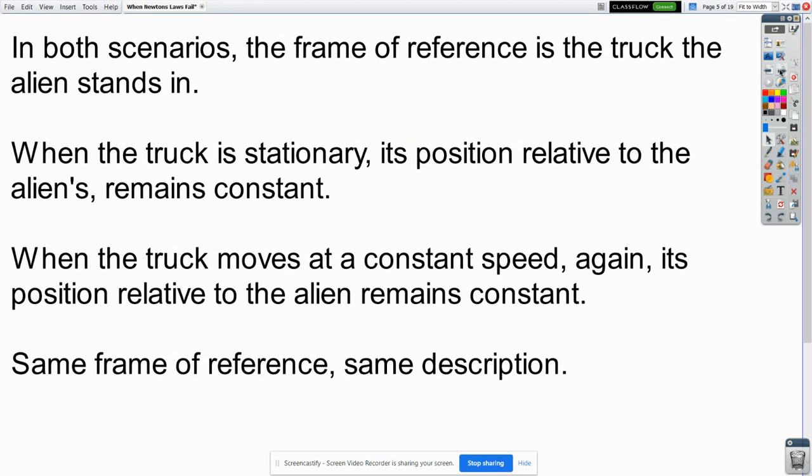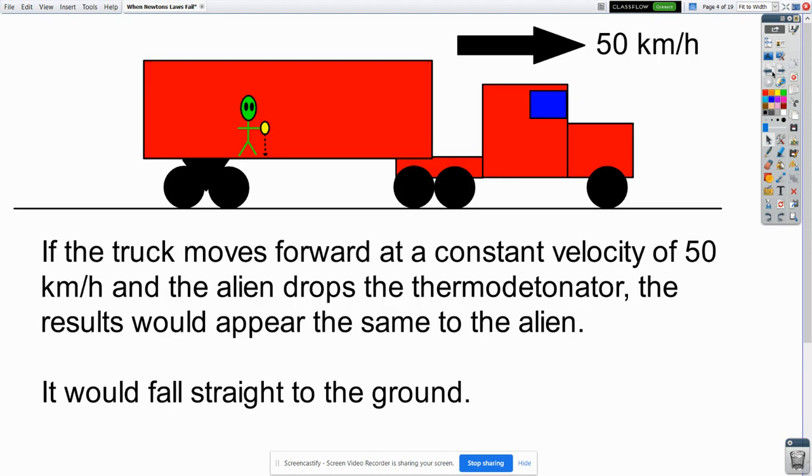The frame of reference in both scenarios is the truck the alien is standing in. When the truck is stationary, its position relative to the alien remains the same. When the truck is moving at a constant speed and the alien is standing in the back in the trailer, still, the position of that truck to the alien stays the same. We have the same frame of reference, so we have the same description of motion.